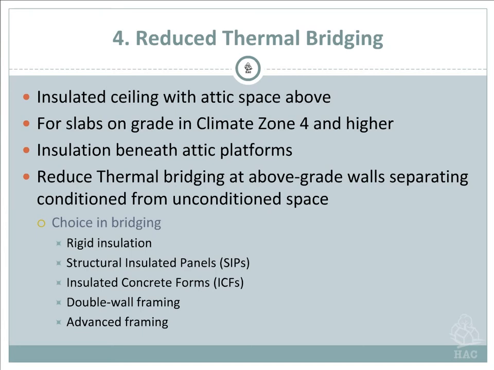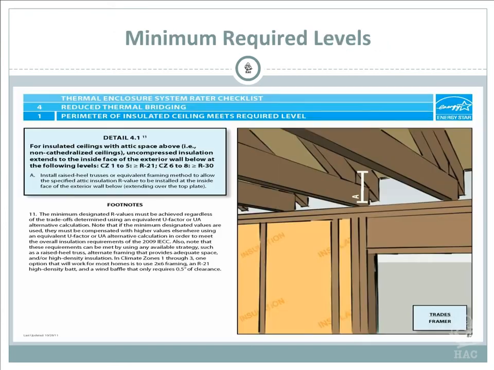You've got rigid insulation. These are basically your foam boards, your blue board, bead board, whatever it may be. You've got your SIP panels, so structural insulated panels, and insulated concrete forms, your ICFs. And here we talk about double wall framing, and I'll show you a picture of that and how that looks. And then we talk a little bit about advanced framing. So again, this is what we're talking about for insulated attic space above non-cathedral ceilings and stuff.